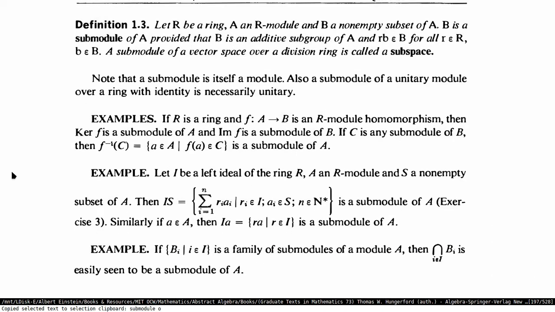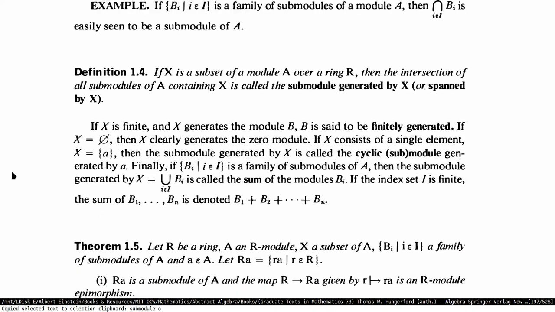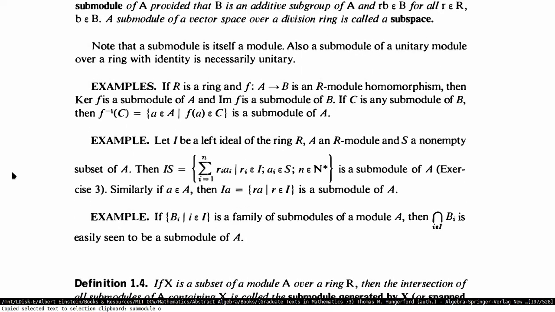Okay, so he does kind of the same deal with submodules as with ideals and stuff. But first, if you have a module homomorphism, then the kernel is always going to be a submodule of your domain A, right? And the image of the homomorphism is going to be a submodule of B.